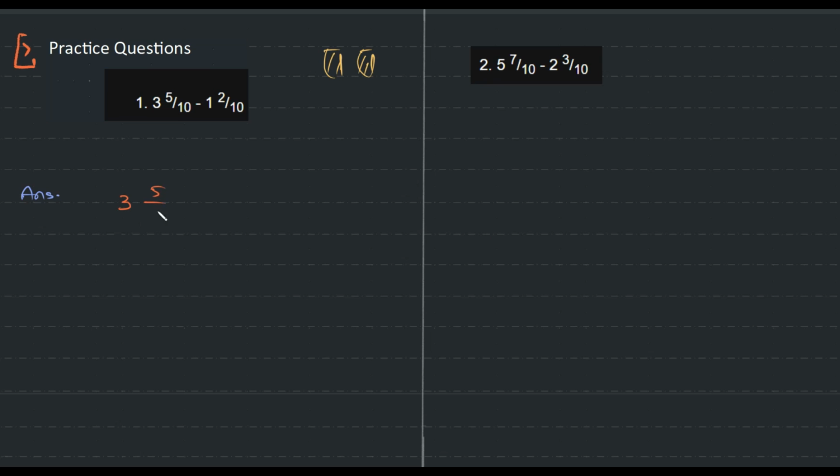So we have 3 and 5 by 10 minus 1 and 2 by 10, and on subtracting we end up with 5 and 2, which is 3 by 10, right? And then the integers, then we have 2. So 2 and 3 by 10.